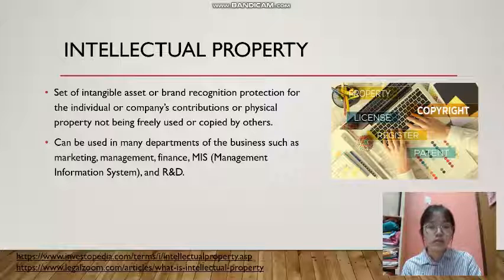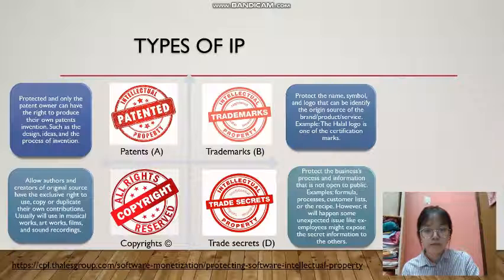The first is intellectual property. So what is intellectual property? It is a set of intangible assets or brand recognition protection to protect the individual or company's contributions, property that are not free to be used or copied by others. Intellectual property can be used in many departments of business, such as marketing, management, finance, management information systems, and research and development. There are 4 types of intellectual property.